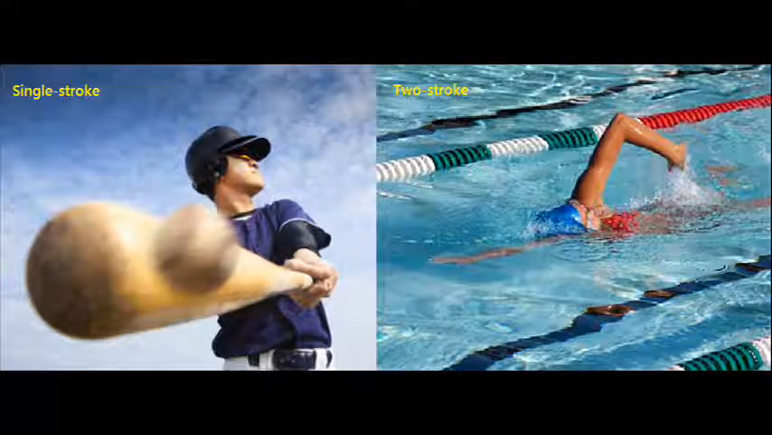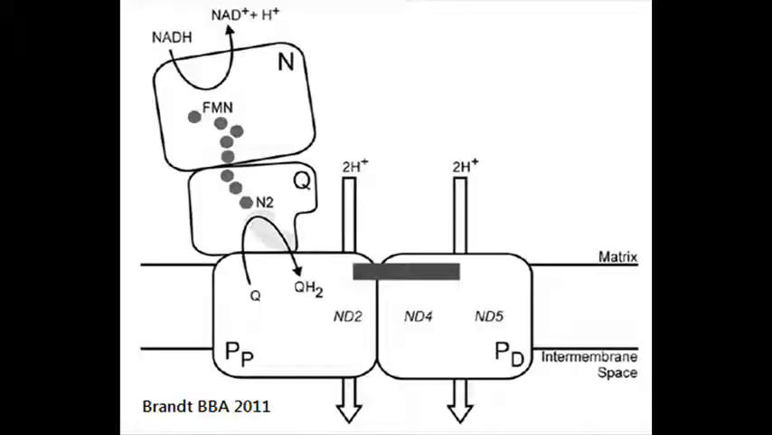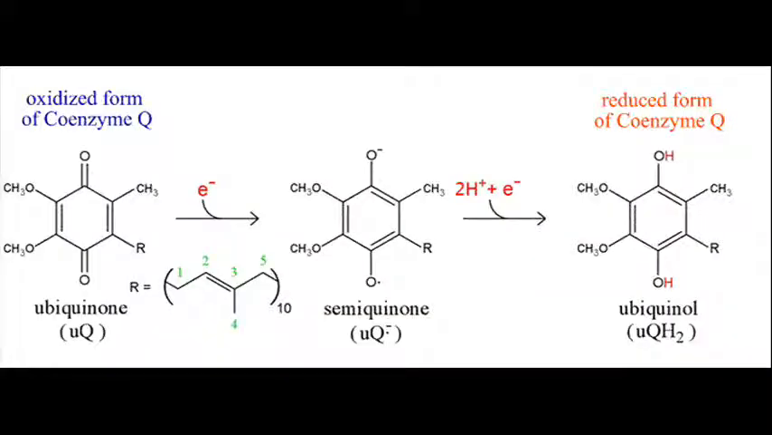Both the single-stroke and the two-stroke mechanisms rely on electrostatic interactions to generate long-range conformational changes. However, they differ in the amount of proton translocation modules that the protein uses. The mechanisms also differ in the order of ubiquinone protonation after it becomes reduced.